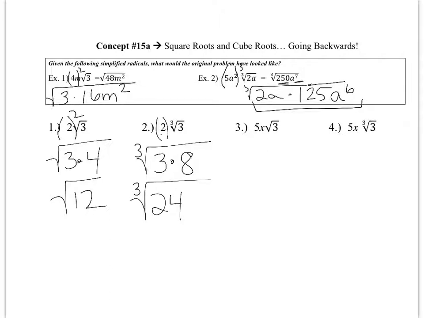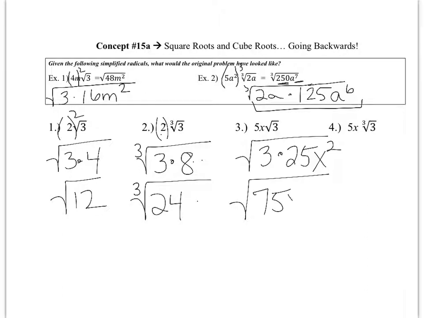Now if I wanted to actually check to see if I did it right, I just go back. 24 can get broken up into 8 times 3. The cube root of 8 is 2, right? So the next one, it's a square root. So you square the 5x and you put it back in with a 3. So I'm just going to write down the 3, and I'm going to square 5, which is 25, and I'm going to square x, which is x squared. Multiply that together, you get the square root of 75x squared.